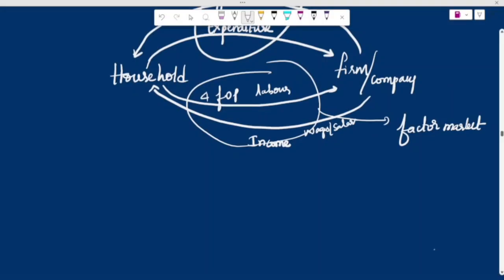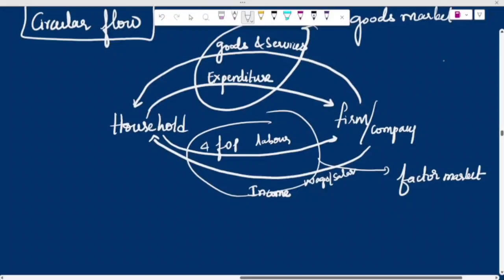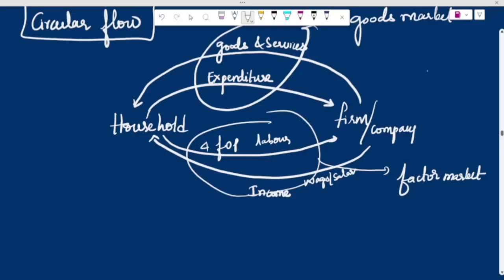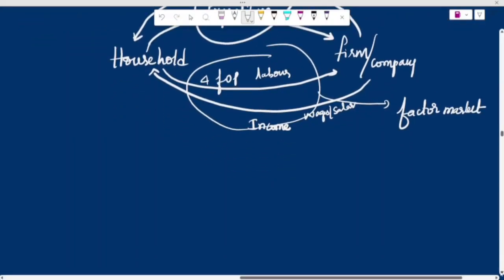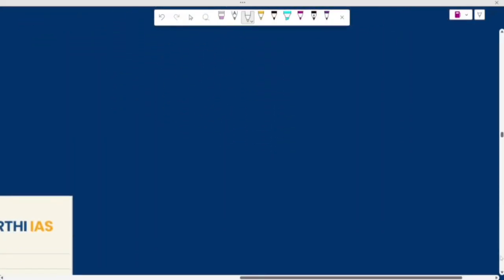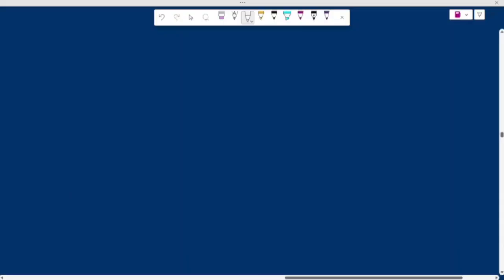You are providing them expenditure. You are paying to them, and they are providing you goods and services. It is called the goods market. This is a very simple thing, but think about what happens if the government comes into the picture, and what about if you start saving?